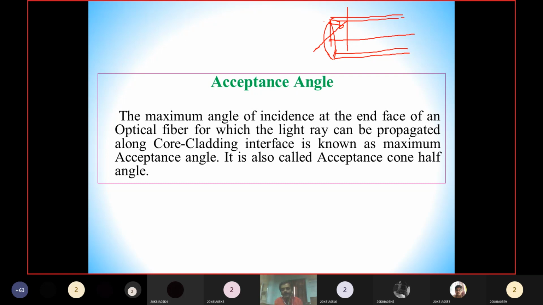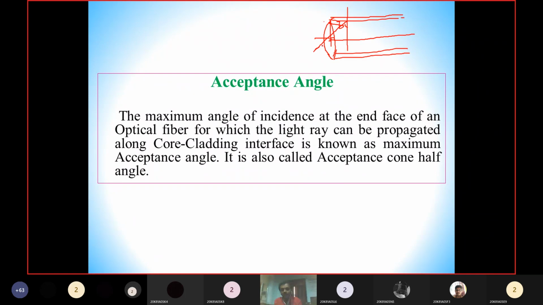This angle should be greater than the critical angle. I am drawing a normal line here, and this incident angle should be greater than the critical angle. Here this is air and this is the core, so the medium changes. If light travels from one medium to another, it will bend, it will refract. That's why the angle is different here.